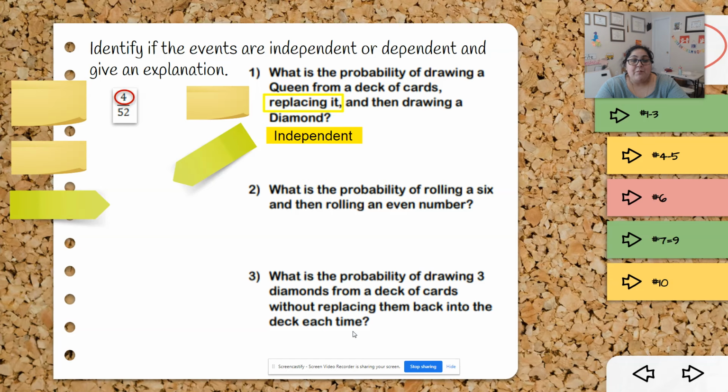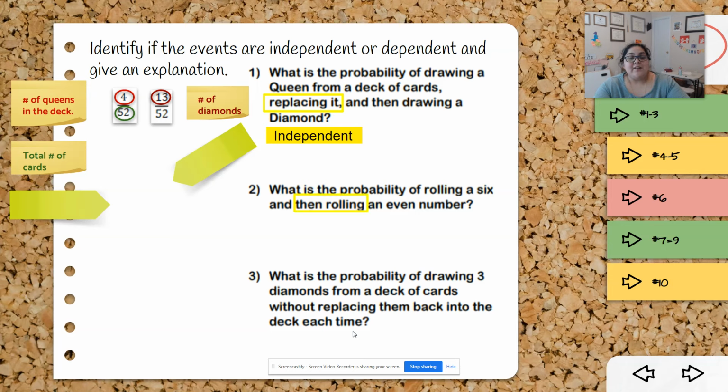Okay. The 4 represents the number of queens, and the 52 represents the total number of cards in the deck. Now the next one I have 13 over 52 because they're telling me the suit is diamond. So the 13 has to do with how many diamonds are in the deck. And again, 52 is the same, the total.